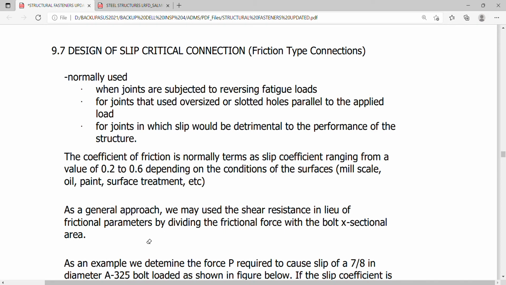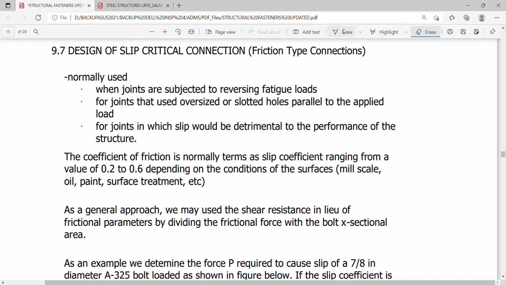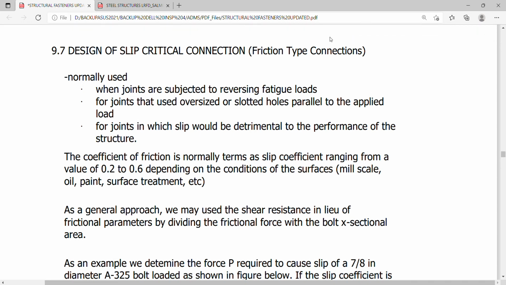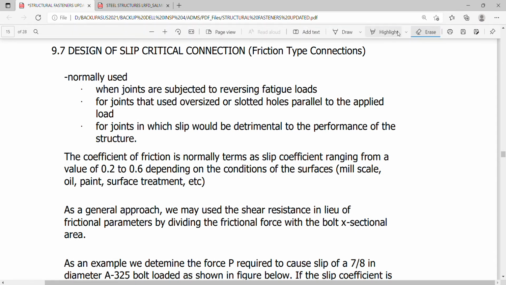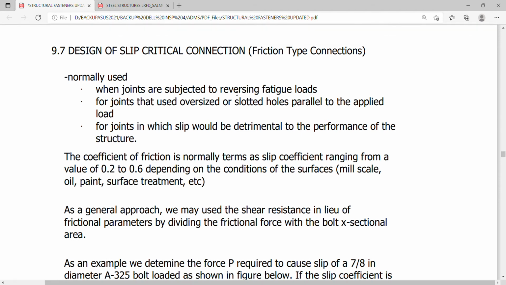Okay, so when you say reversing and fatigue loads, these are loads coming from oscillating equipments, machineries, vehicular loads. Okay, earthquake, not too much because earthquake is a transient load, but it can be considered as well.